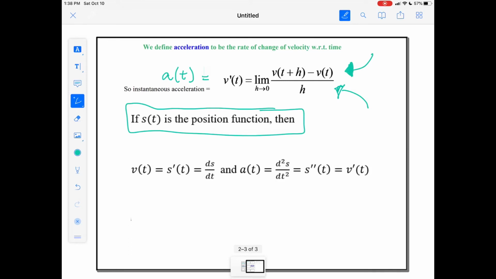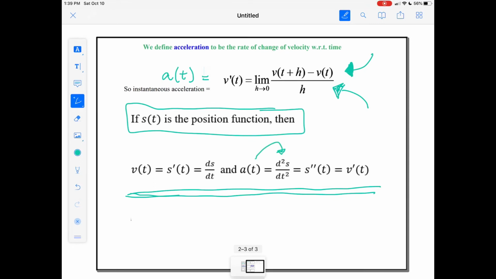It tells us then how fast are we speeding up, right? How fast are we slowing down? Because that is useful information to have. Now, down below, if we define S of t as position, we'll see both in Leibniz notation as well as using S double prime and V prime, how all of these things relate.